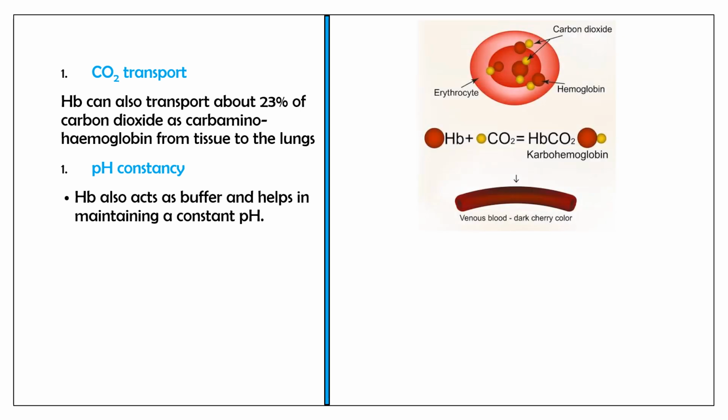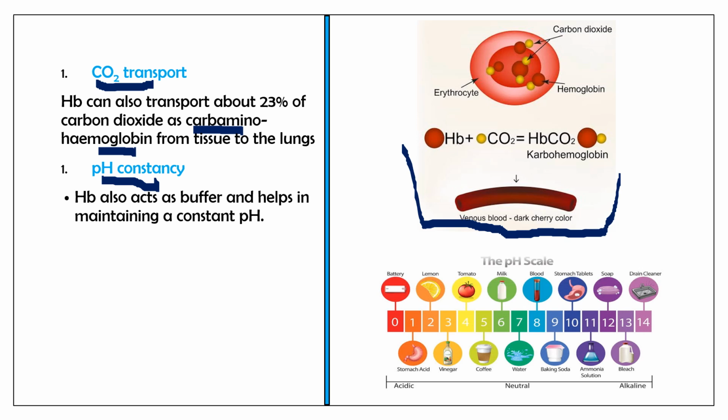Apart from oxygen transport, hemoglobin also plays an important role in carbon dioxide transport. In this picture, we can see that when it transports carbon dioxide, it forms carbaminohemoglobin, which appears to be dark cherry color. And it is transported from body tissues to the lungs for oxygenation. Next is pH consistency. It also acts as a buffer that helps in maintaining a constant pH.